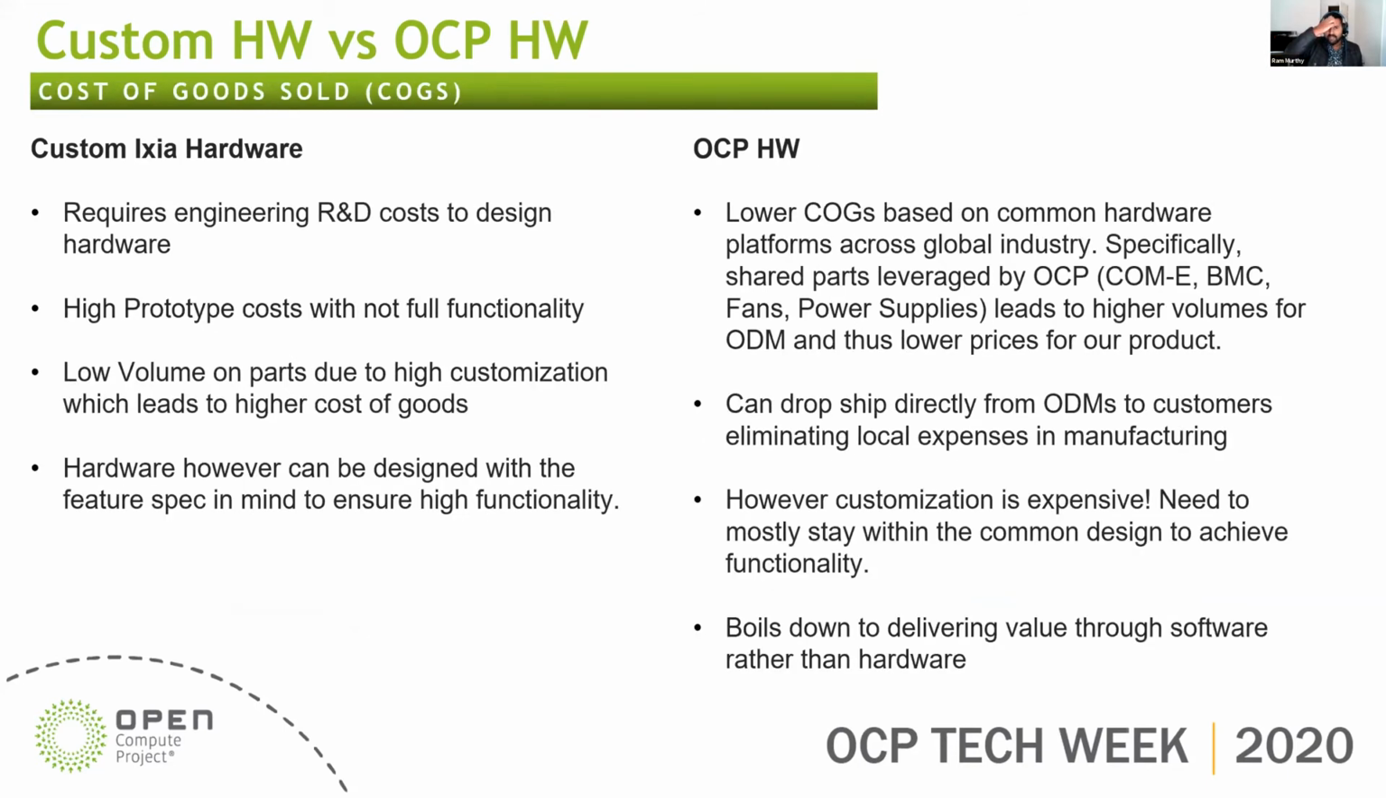The next thing I want to analyze on the hardware side is the cost of it. Typically when we're making custom hardware, we have to obviously design it, and that requires R&D from the engineering side. In addition, we have high prototype costs for early hardware, which does not always have the full functionality. And due to the low volume that we have with the very specific hardware, we tend to get much higher COGS in terms of the parts that are used in the components.